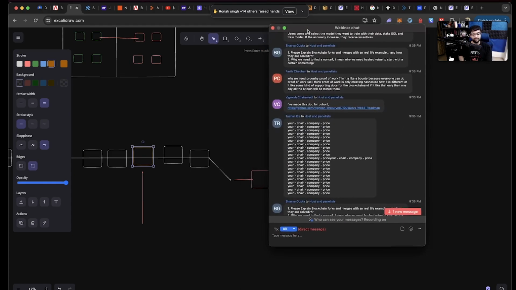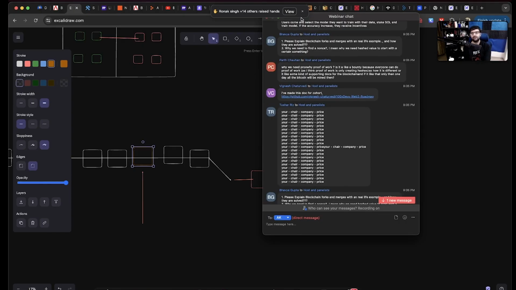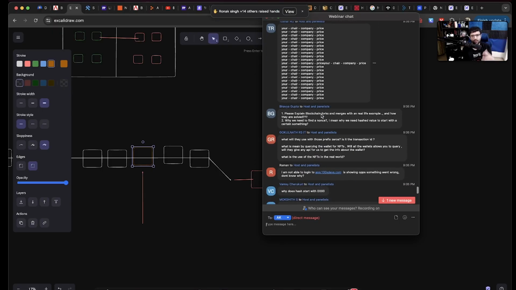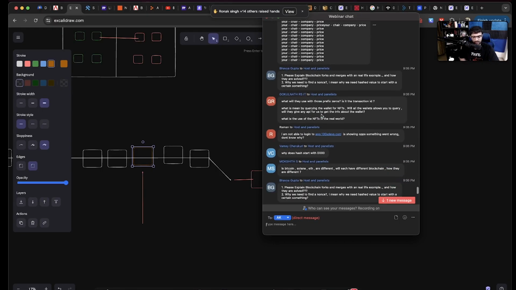So that is the whole point of proof of work. It is to make sure that if you ever want to modify the blockchain, it will be very hard for you to do it. Or almost impossible because you don't have as much compute.